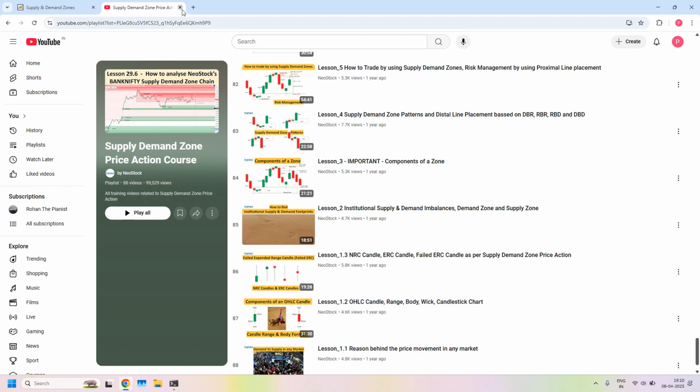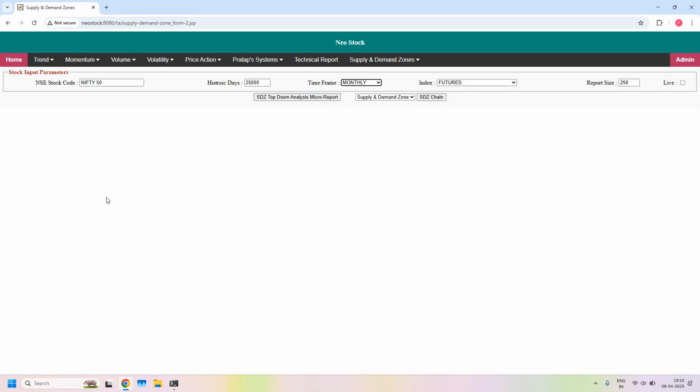Okay, now let's generate different supply demand zone reports with the help of NeoStock software. First, I am going to generate NIFTY and BANKNIFTY supply demand zone chain. Starting with NIFTY, monthly time frame, generating monthly supply demand zone chain.